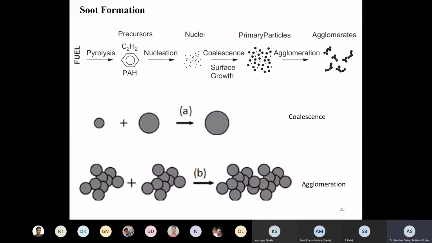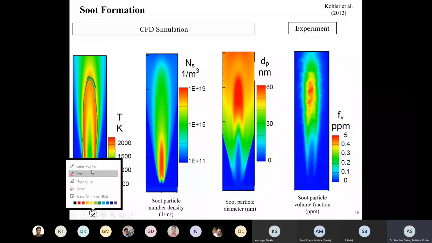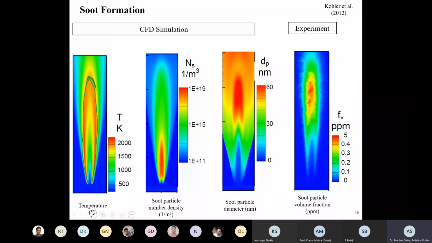Again, I will repeat: this red zone for temperature, where you see the peak temperature, is your reaction zone. This is your flame surface, flame front. Anyone have any doubt in this? Please get clarified. So we talked about number density and particle diameter. Here we see small particles become large particles, and then these particles are burning, getting oxidized.